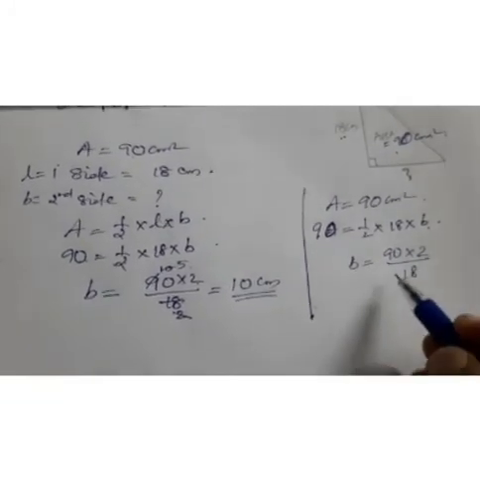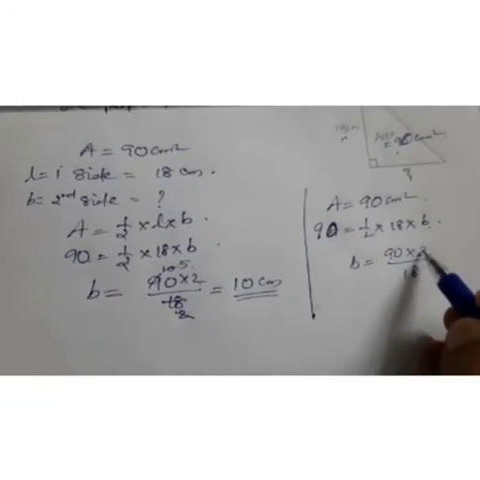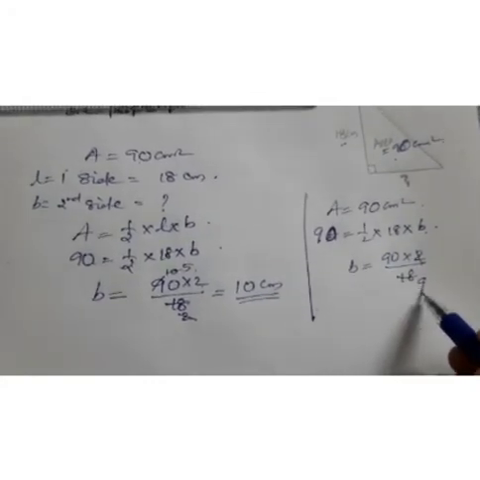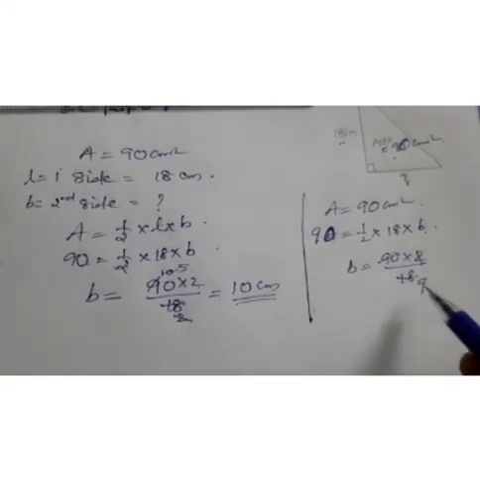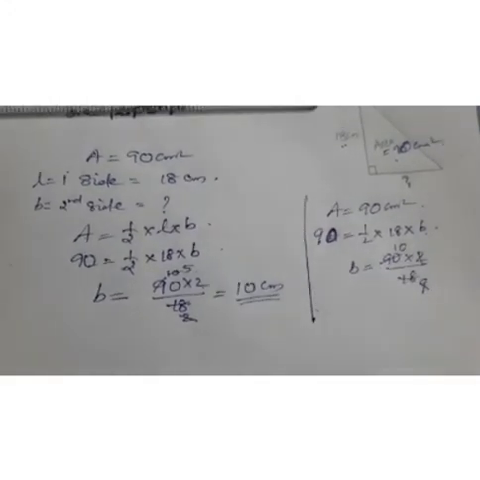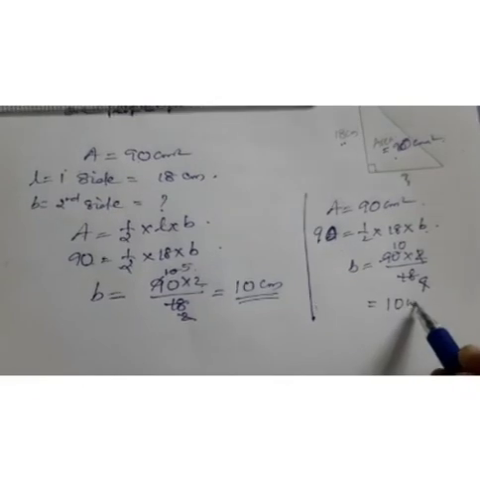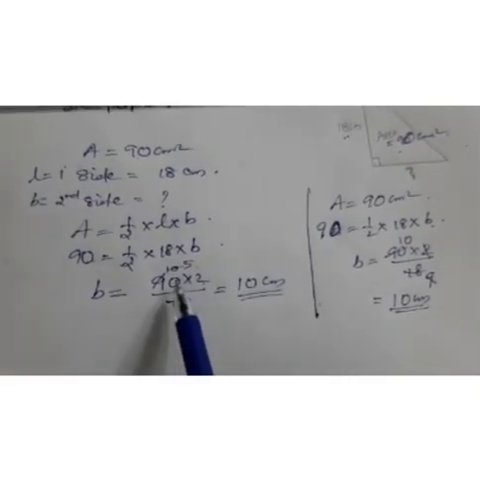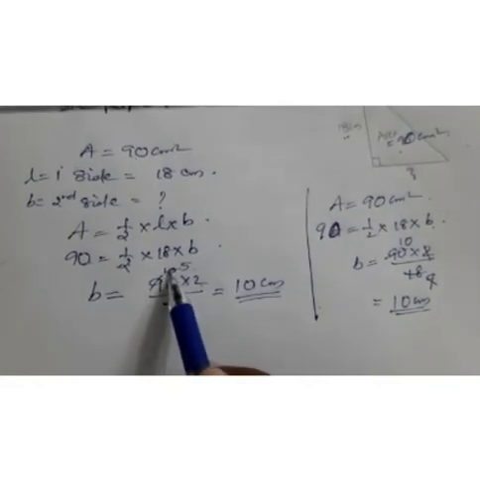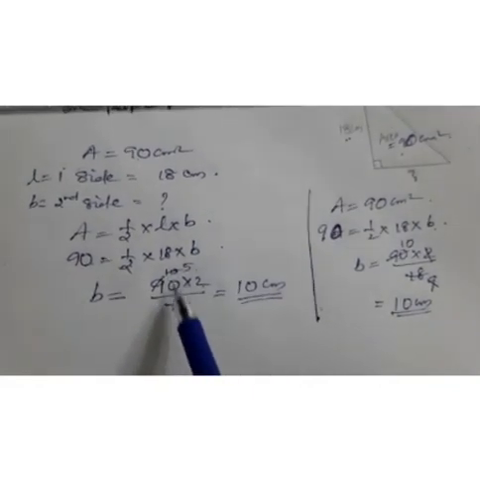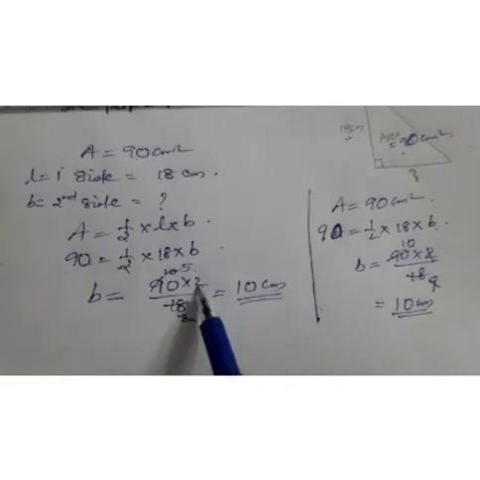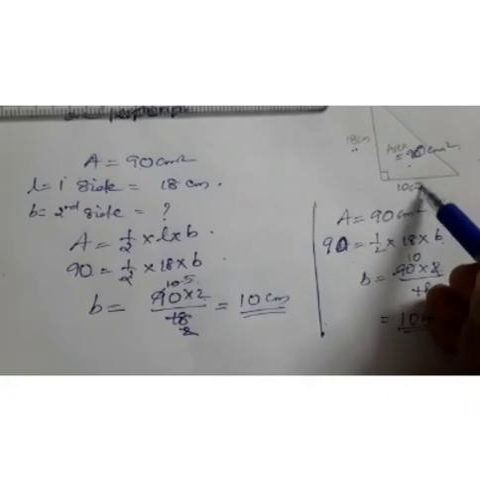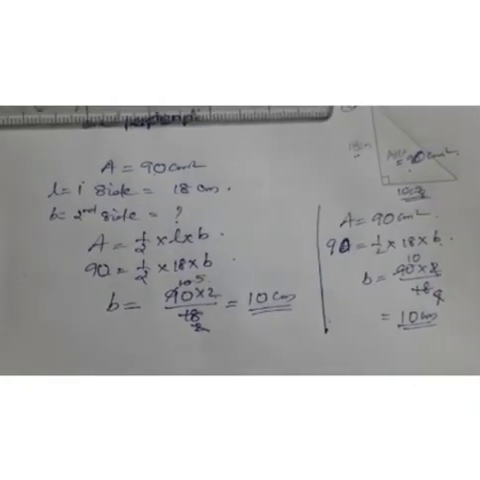Another way you can find it out: if you divide by 2, you will get 9, 9 we cut, you will get 10. Like this also you can find out. So 10 centimeter. Otherwise, 9 2s are 18, and 10 remaining here, so 5 2s are 10. So you will get 5 into 2, 10. So anyway the side is 10 centimeter. That is the second triangle.